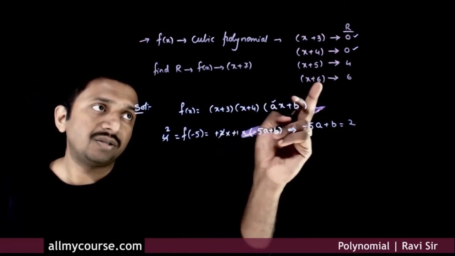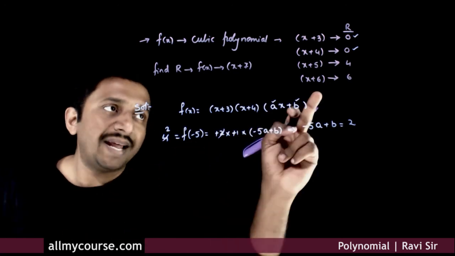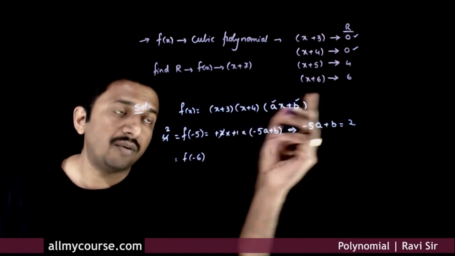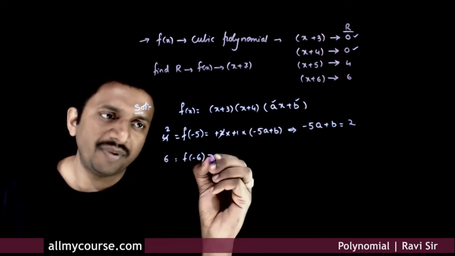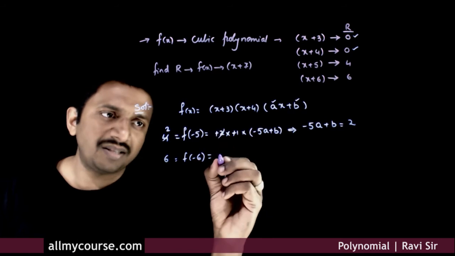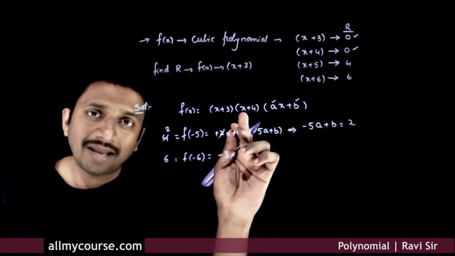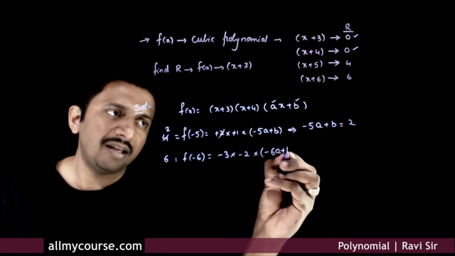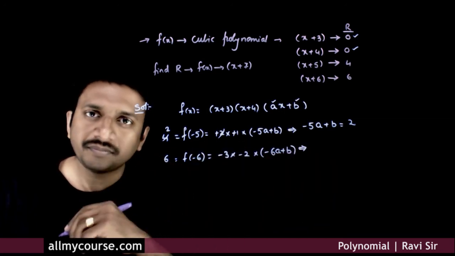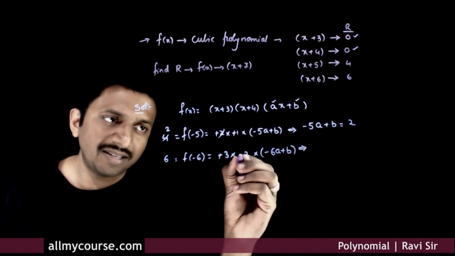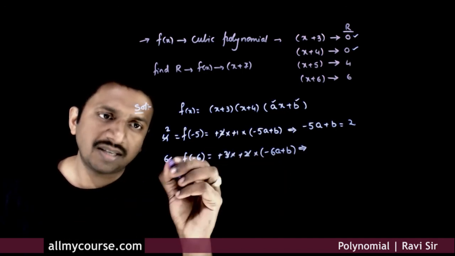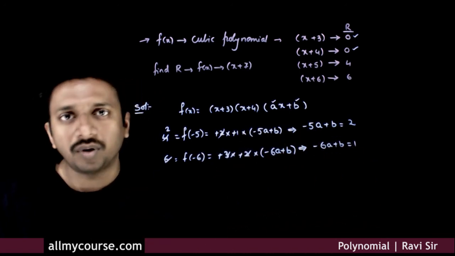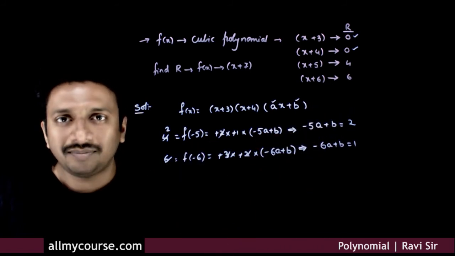Next, let us go to this equation. When x is equal to minus 6, so f of minus 6, which is equal to 6, can be written as minus 6 plus 3 is minus 3, minus 6 plus 4 is minus 2 times minus 6a plus b. This implies minus and minus gets cancelled, 3 2s are 6 and 6 gets cancelled, minus 6a plus b is equal to 1. So you got 2 equations.